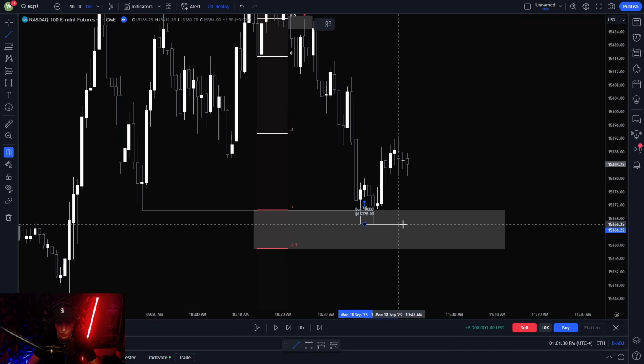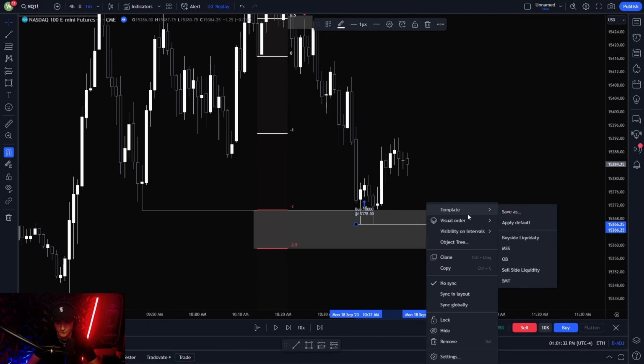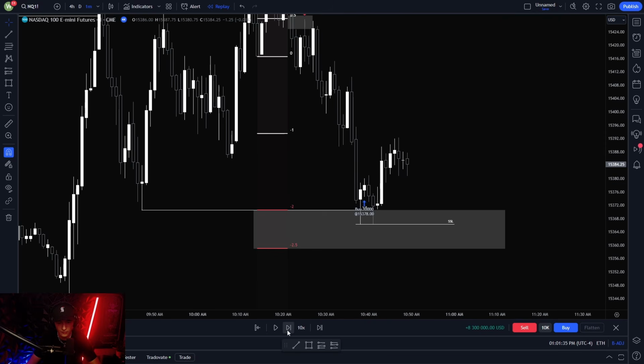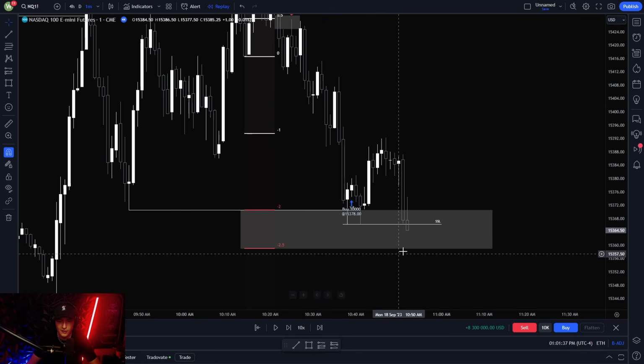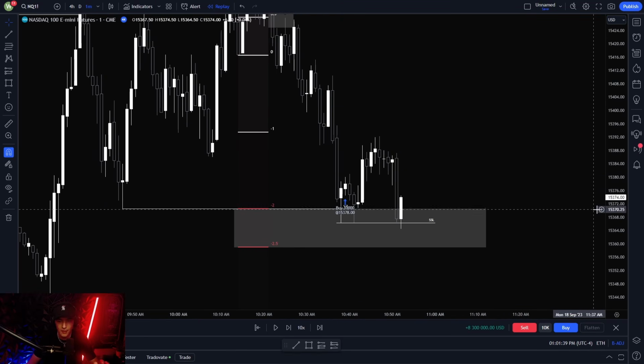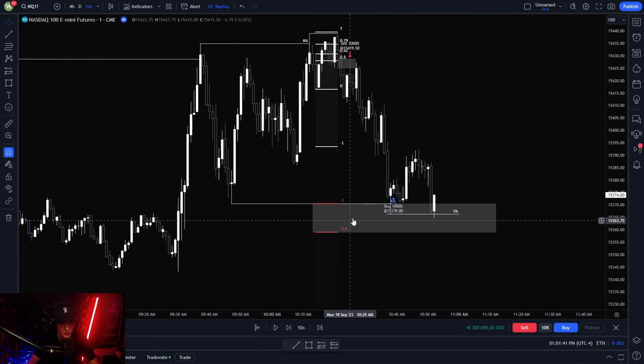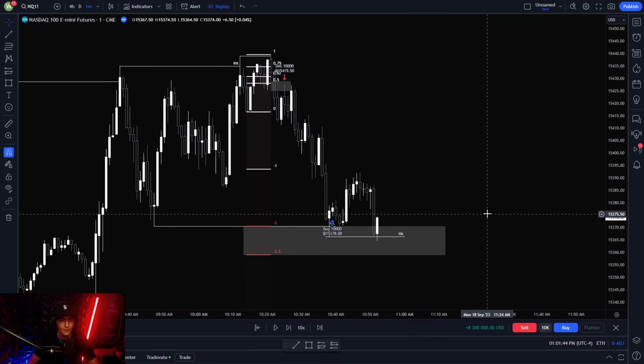Notice we form equal lows. Still not yet. Still not ready. Still not ready. Boom. Sell side's now been swept. This is now my manipulation move. Notice we're still holding this 2 to 2.5 area. So what am I expecting?